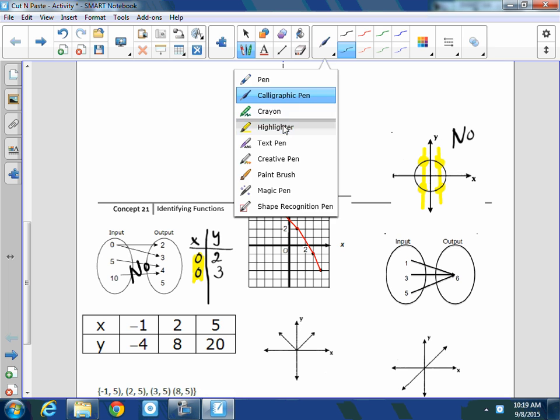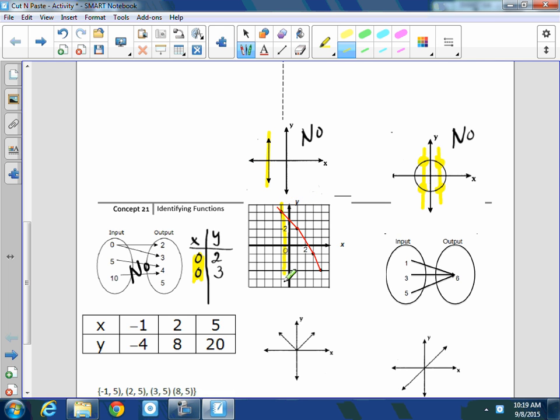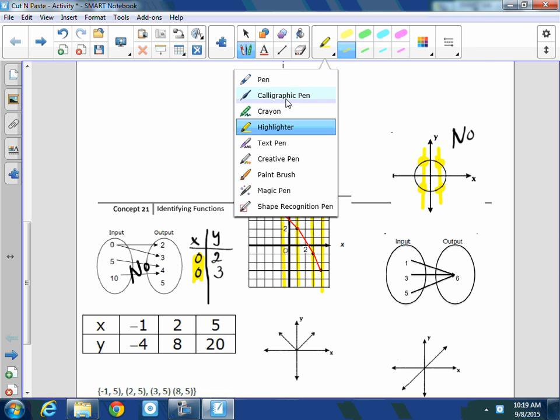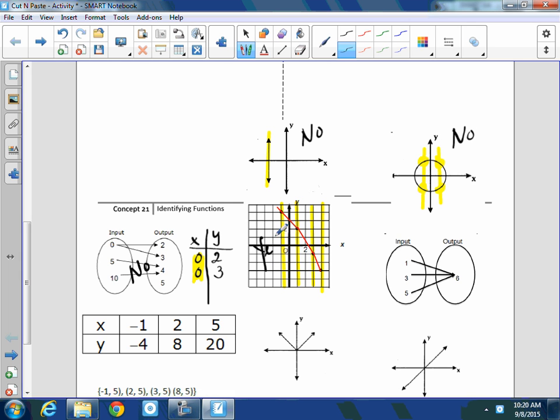Now, look at this one. Make vertical lines. Every time you have a graph, I just like to do the vertical line test. Do those lines hit that line more than once? No. So this would be a yes. It is a function.